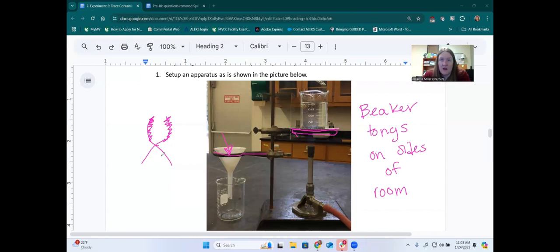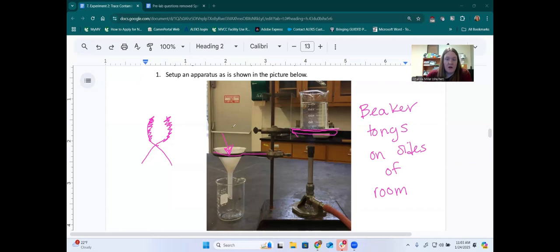Remember, though, that hot glassware and cold glassware look exactly the same. So for today in lab, you need to make sure that you're treating everything like it's hot. Okay, so don't just grab onto something. So we'll use beaker tongs to hold the boiling water and unknown mixture. And then what we'll do is pour it into the filter paper.